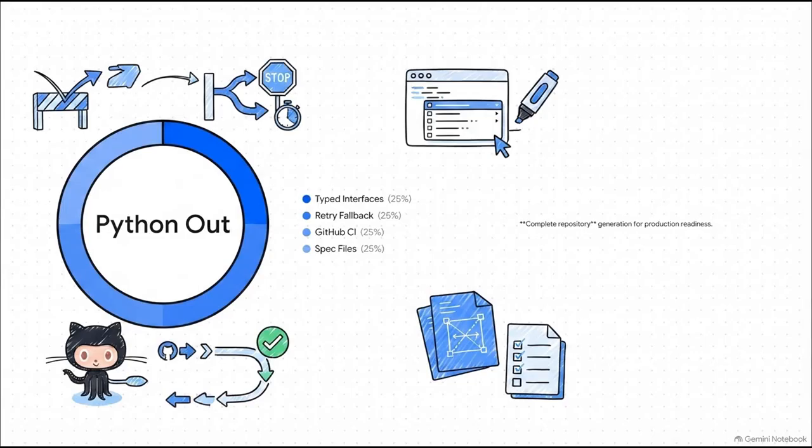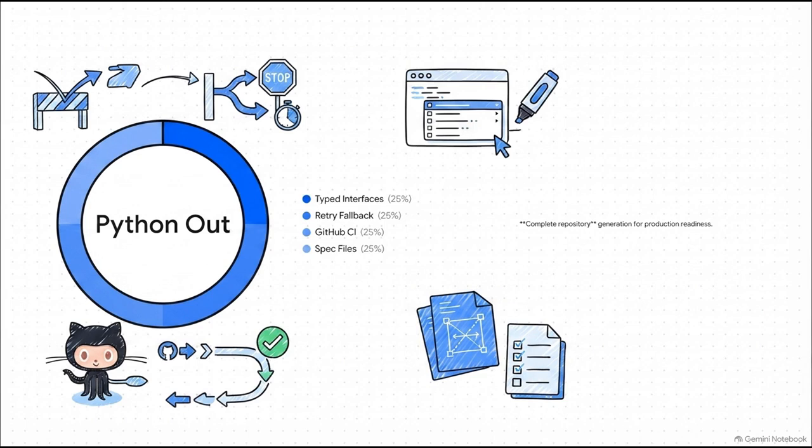And when the generator finally finishes, you aren't just left with some flimsy, fragile script. No, you get a completely scaffolded, enterprise-grade repository. You're getting fully typed Python interfaces, so your IDE actually autocompletes properly. You get built-in LLM retry and fallback logic right out of the box, which alone saves you hours of writing boilerplate just to handle API rate limits. You get GitHub Actions, CI wiring ready to go from day one, and of course, your scaffolded spec files.